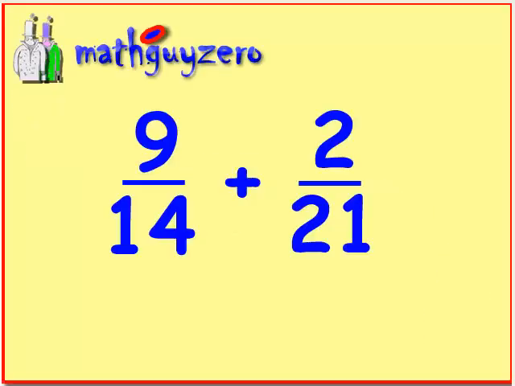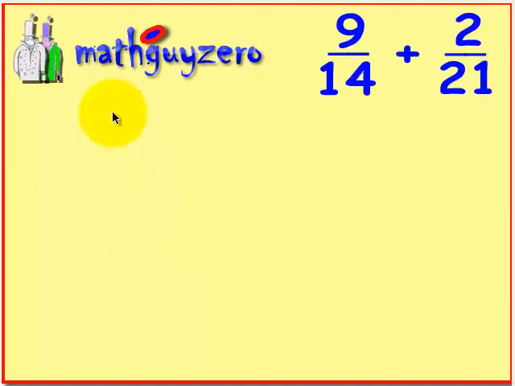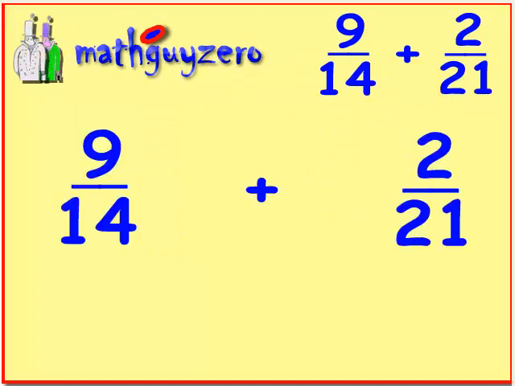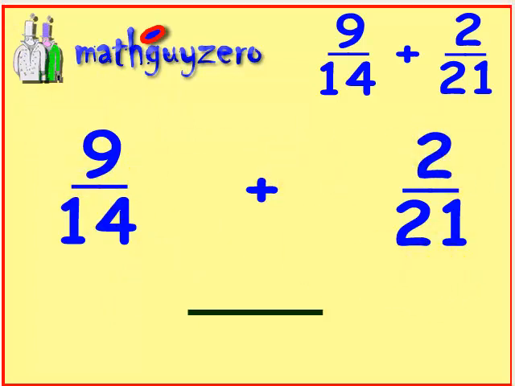Let's get started. It's a fraction problem, everybody's favorite. You cannot add fractions or subtract fractions unless their denominators are the same. So there's the problem up there. Going to get some working room here. So we have 9/14, an awkward fraction, plus another awkward fraction, 2/21.